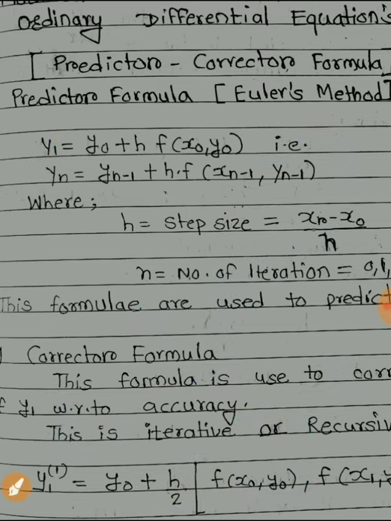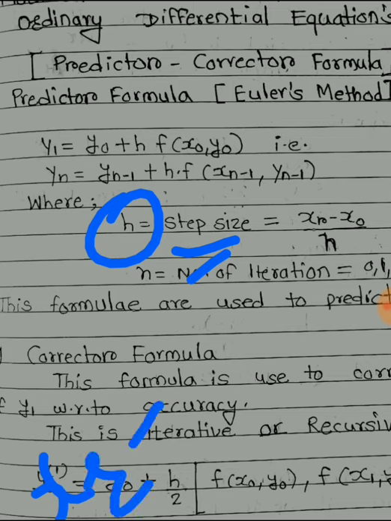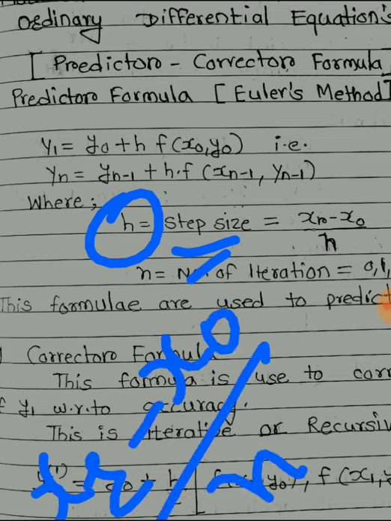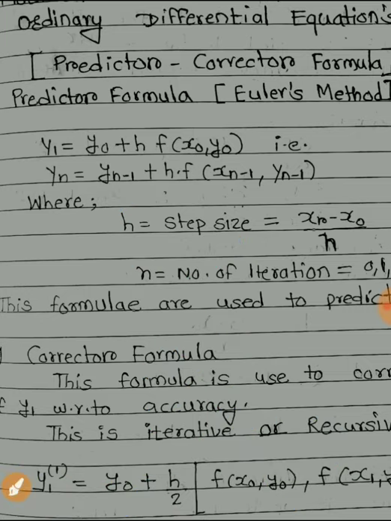So friends, this is a very basic formula. I hope everyone will understand this. The new value of y, that is y1, is equal to y0, the initial value of y, plus h, the step size, into f of x0, y0, where the step size h is equal to xr minus x0 divided by n, where n is standing for the number of iterations, say 0, 1, 2, 3 up to n.